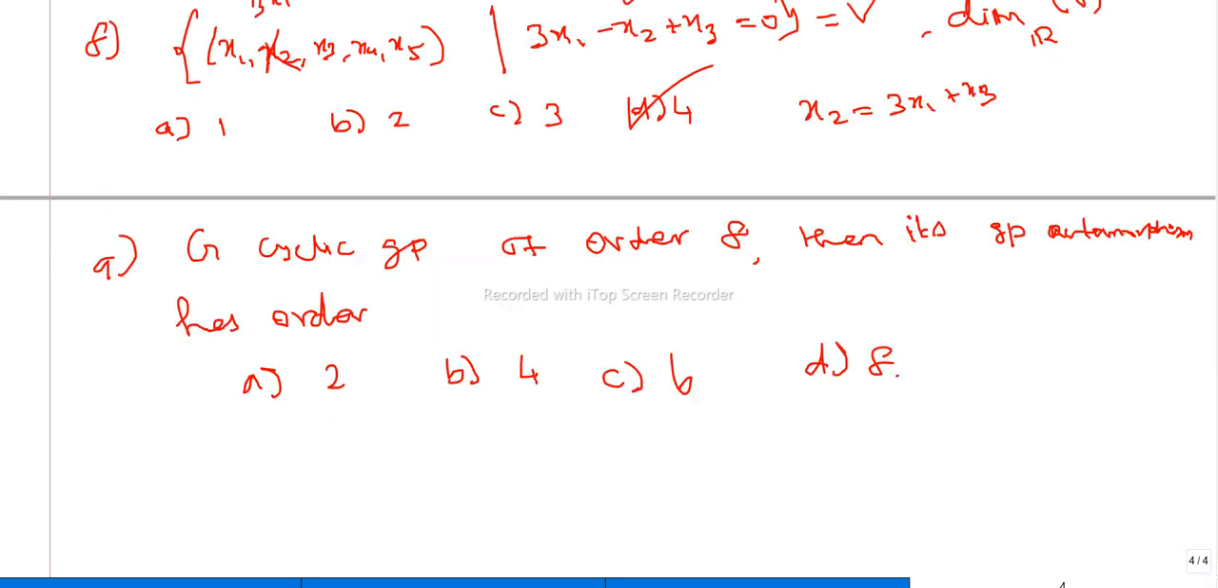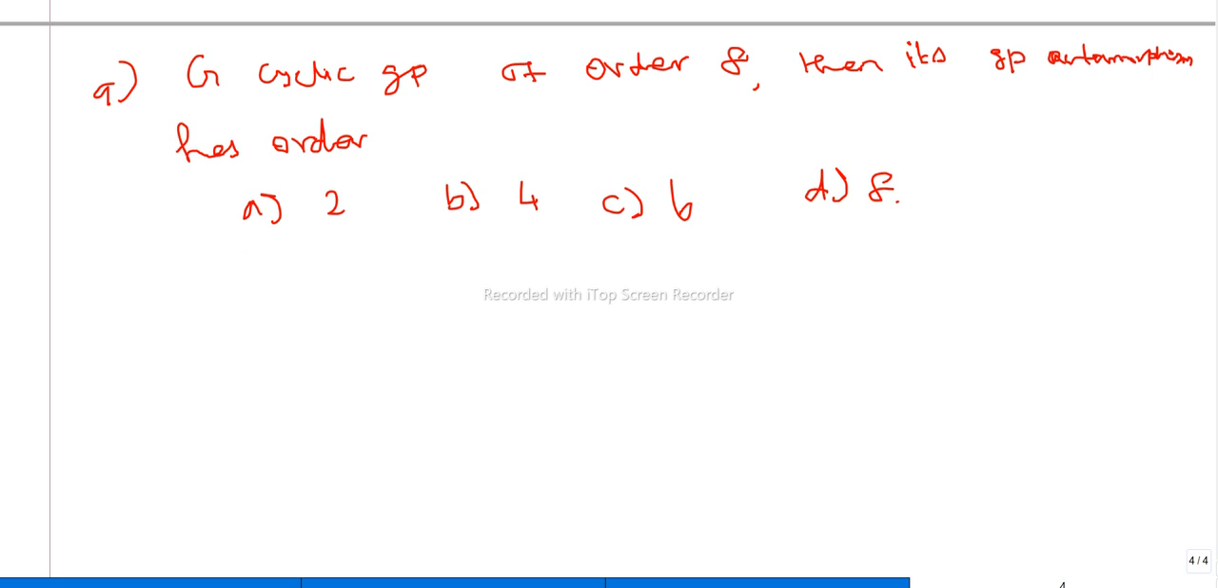And we know the theorem, if you take any cyclic group of order n, the number of generators is the number of automorphisms. There are phi of n automorphisms. So there are phi of 8 here. So phi of 8 is 4. There are 4 automorphisms. Therefore its group automorphism has order 4. Any cyclic group of order n has phi of n automorphisms. Okay, phi of n is the Euler phi function.